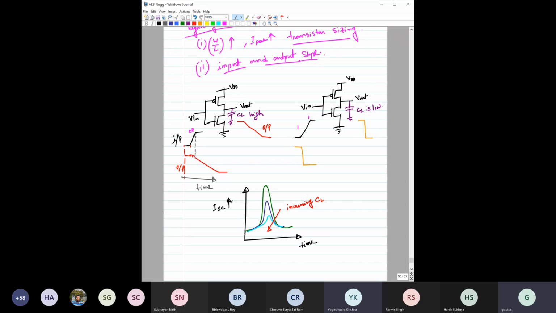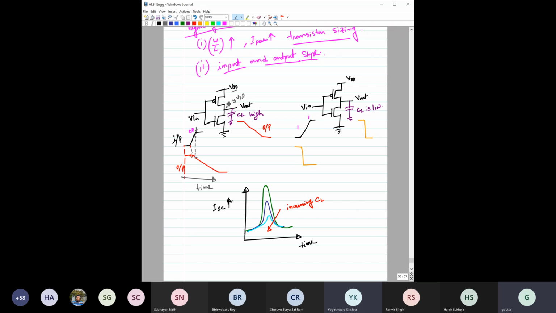See here, this input has already changed from 0 to VDD, but the output voltage has changed very little. That means the output voltage is still quite close to VDD. At any point here, the output voltage would be very close to VDD. Then what is the potential difference between VDD and Vout? If Vout is also very close to VDD, the potential difference between these two is very small.